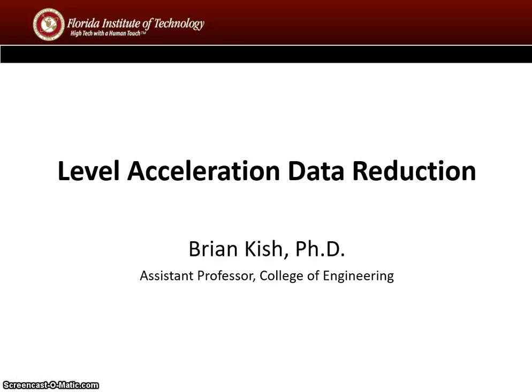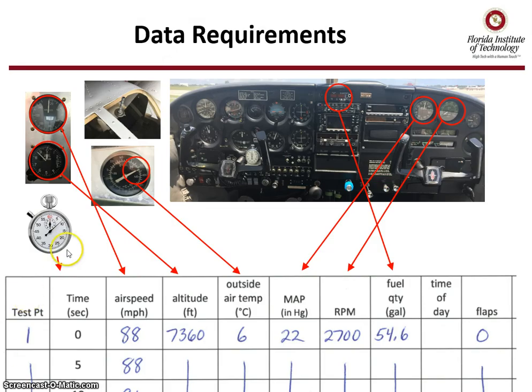Today we'll cover level acceleration data reduction. Data for this lab includes time from your watch, airspeed and altitude from the gauges at your section, outside air temperature from above the pilot's head, manifold pressure and RPM off the engine gauges, and fuel quantity off of this gauge, as well as your flap configuration.